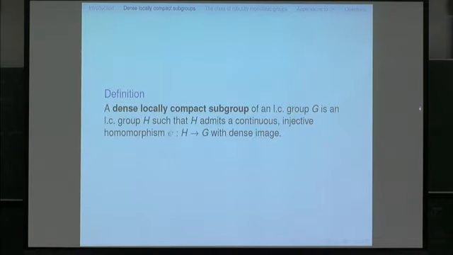Right. Okay. So what did we do? What one often does in mathematics is step back and try to generalize the properties of these P localizations. A dense locally compact subgroup of a locally compact group G is a locally compact group H such that it admits a continuous injective homomorphism with dense image.